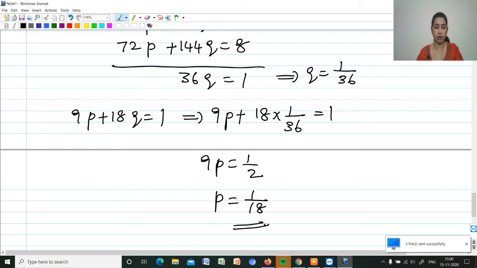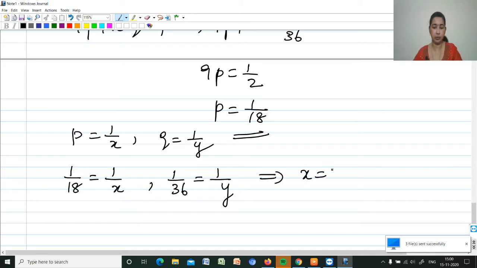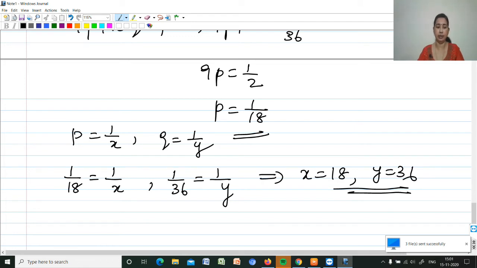So p is equal to 1 by 18. So we got the values of p and q, and we have already assumed that p is equal to 1 by x and q is equal to 1 by y. So 1 by 18 is equal to 1 by x, and 1 by 36 is equal to 1 by y. From this, x is equal to 18 and y is equal to 36. So what does this mean? One woman completes the work in 18 days, whereas one man completes the work in 36 days.